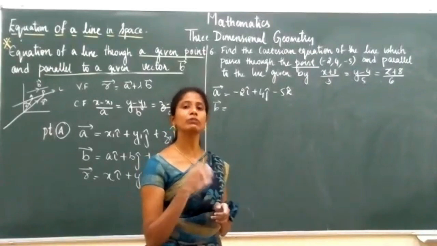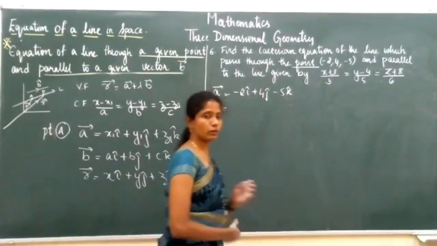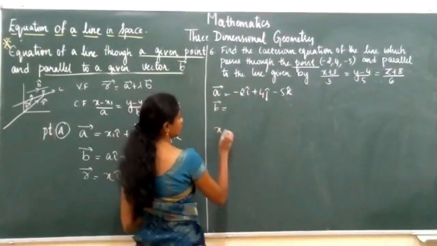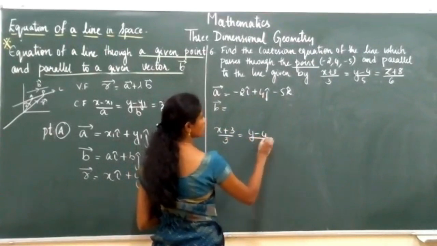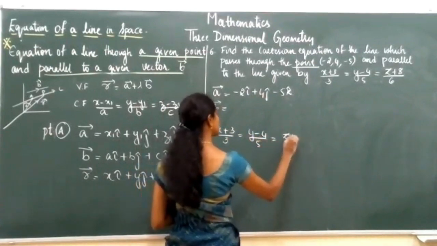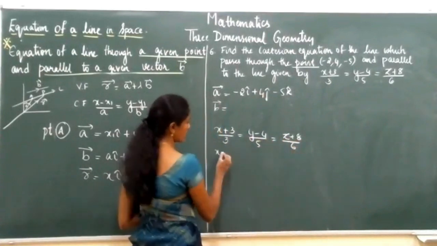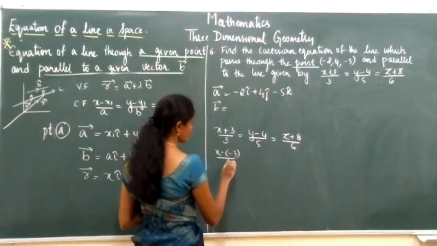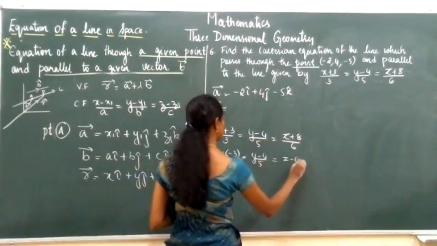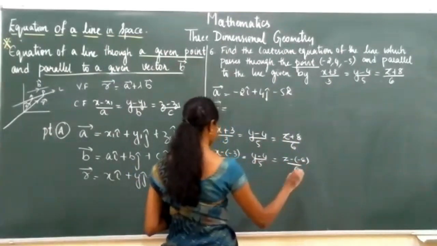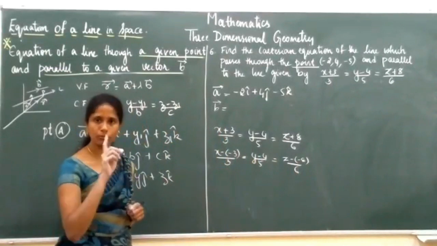We need to first find vector B with the help of the Cartesian form of the equation of the line. So let us first write that: x plus 3 divided by 3 is equal to y minus 4 by 5, which is equal to z plus 8 by 6. Reduce it to the general form. So x minus of minus 3 by 3 is equal to y minus 4 by 5, which is equal to z minus of minus 8 by 6.